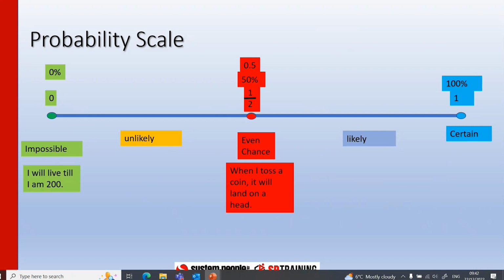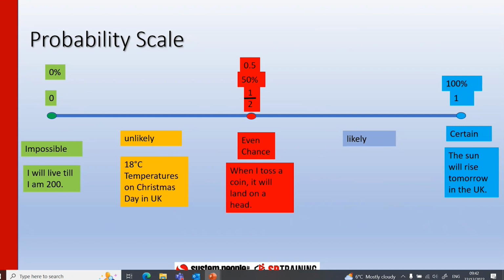An impossible thing would be that I would live till I'm 200, although things can change quite rapidly. And a certainty will be that the sun will rise tomorrow in the UK. We may not see it, but the sun will rise. We're not in the Arctic or the Antarctic Circle at the moment. An unlikely event would be something like having 18 degrees Celsius temperatures on Christmas Day in the UK. It's not impossible, but it is unlikely.